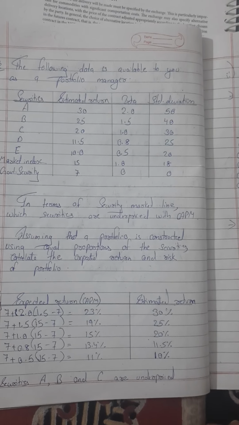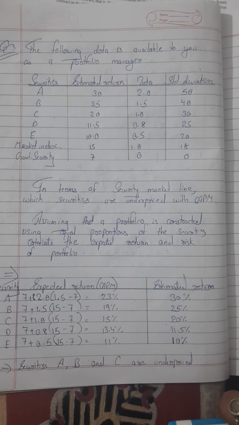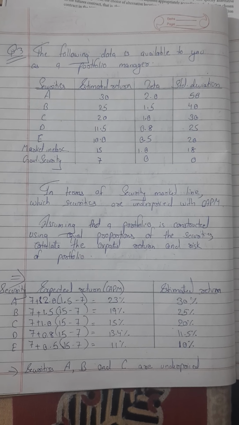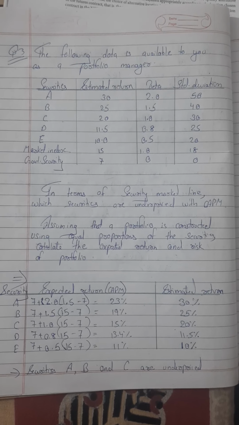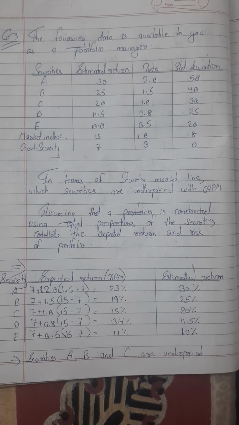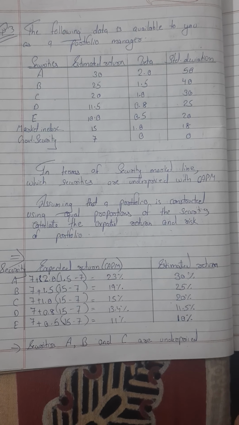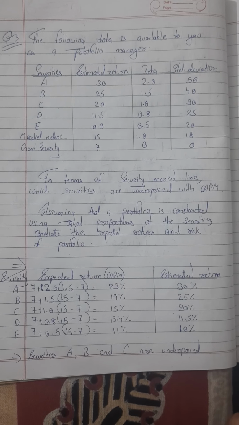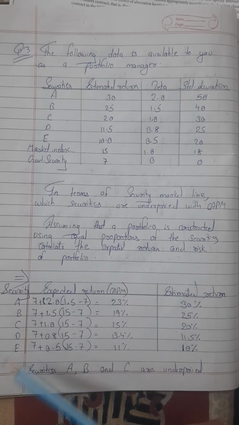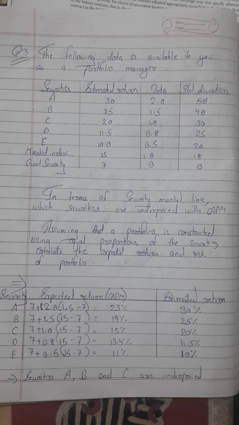Now, in terms of the security market line, which securities are underpriced with CAPM, we have to see. Then, assuming that a portfolio is constructed using equal proportions of the securities, calculate the expected return and risk of the portfolio. First of all, we will find how much estimated return we will get for the securities.